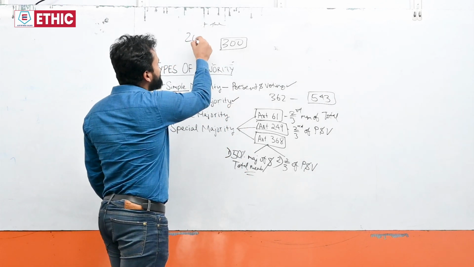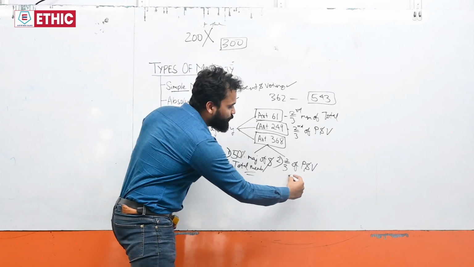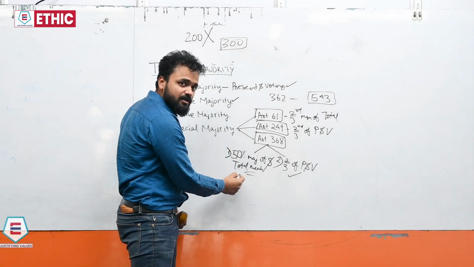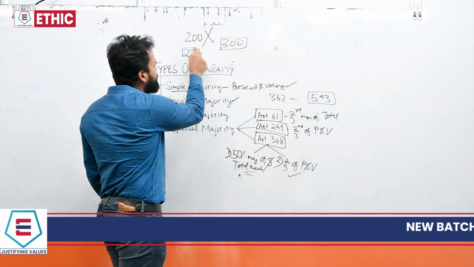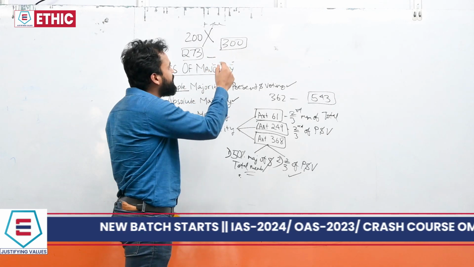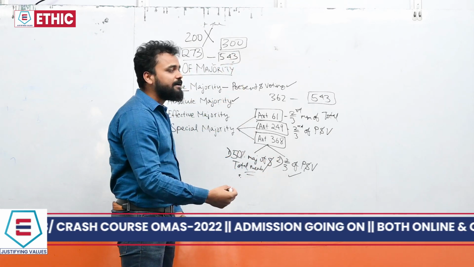One might say the answer is 200, but 200 will be wrong because it only fulfills one condition. The other condition does not get fulfilled. That condition will get fulfilled only if the number touches 273, that is 50% of the total membership of the house with 543 members. Right? So both these conditions have to be fulfilled.